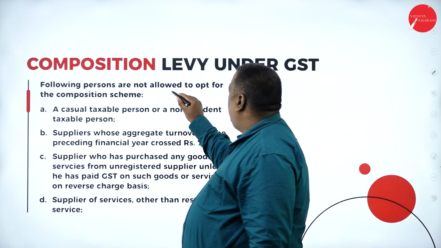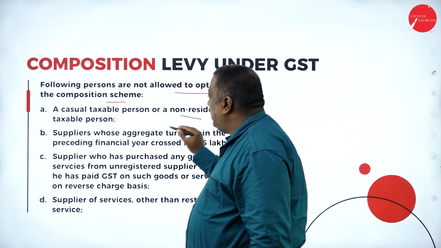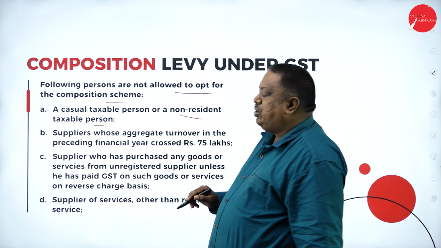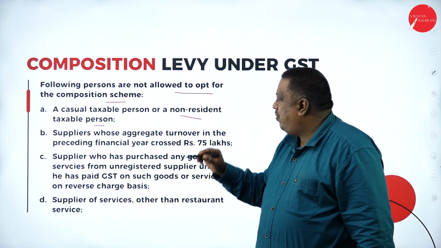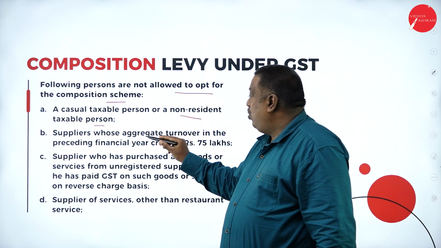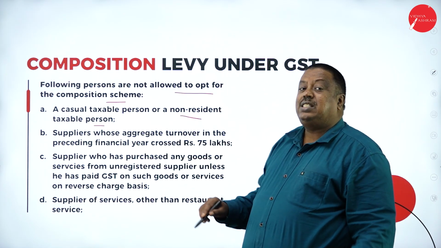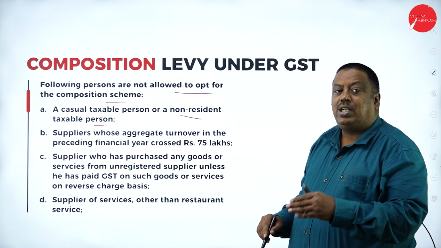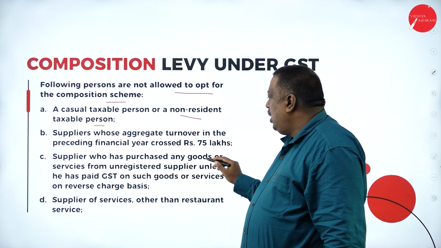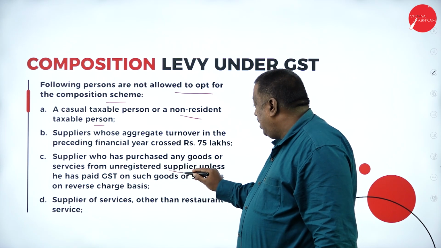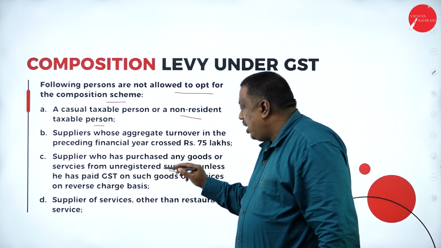The following persons are not allowed to opt for the composition scheme. A casual person or a non-resident taxable person. A person doing business activities from outside India is not eligible for the composition scheme. Suppliers whose aggregate turnover in the preceding financial year crosses 75 lakh are not eligible. A supplier who has purchased any goods or services from an unregistered supplier, unless he has paid GST on such goods or services on a reverse charge basis.